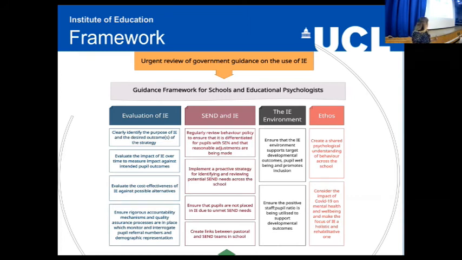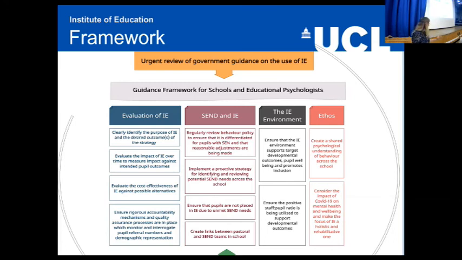The second recommendation was about SEND and IE. It's so important that young people with SEND aren't experiencing repeated IE referrals because of unmet need. And surely there is a better way of identifying unmet need than repeated IE referrals. And again, at a systemic level, we can help schools with strategies for that.